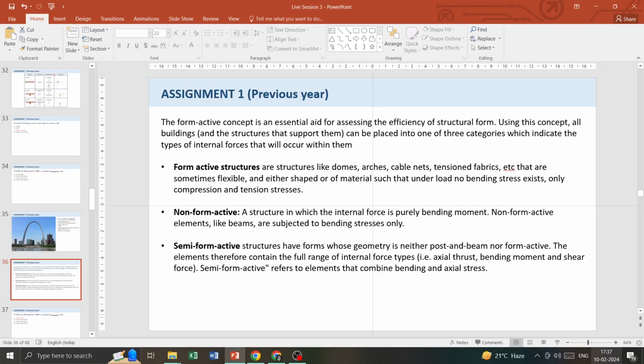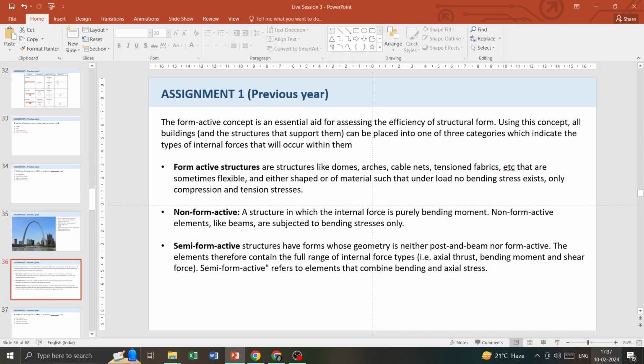In non-form active forces, there is no compression or tension, there is only bending. And it is only bending because it has beam-like structures. For example, beams. When force is put on beams, they bend, right? They bend. So these are non-form active structures in which only bending moment is there, but no compression or tension.